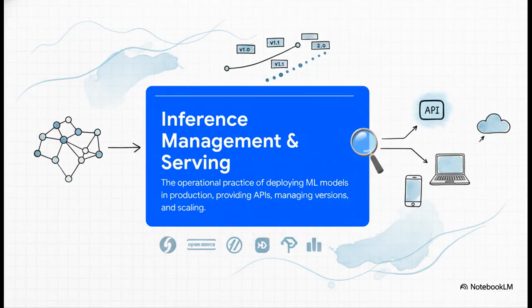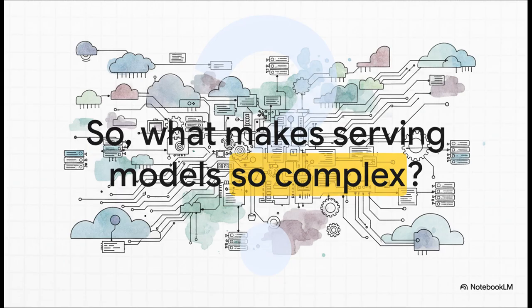And that brings us right to our main event, inference management and serving. So what is it? It's basically the whole operational side of things. It's about taking that model, putting it into production, hooking it up with an API so it can take requests, and then making sure it can handle the load, scale up or down, and even manage different versions. Think of it as the bridge that connects the brilliant work of data scientists to the applications that we all use every day.